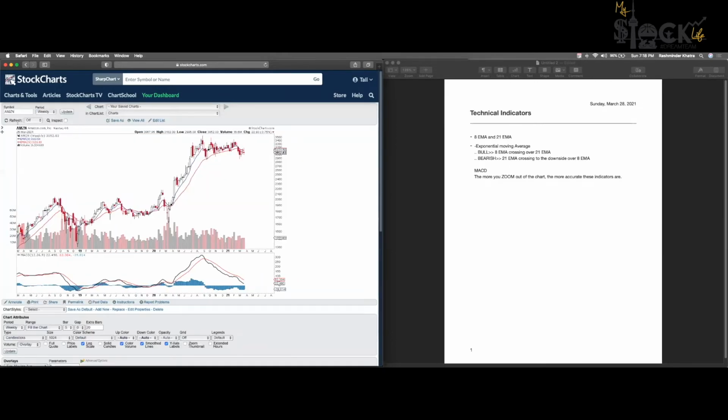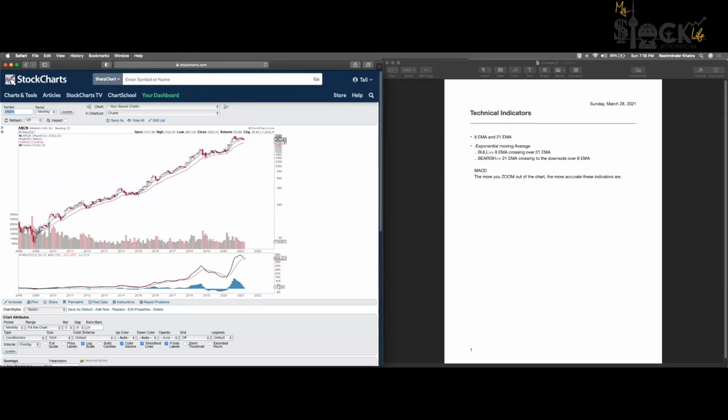And then on the monthly, this MACD can simply touch and reverse again. It doesn't have to go down. Even if the MACD comes down, that doesn't mean the stock's going to come down. The stock can still continue going up, right? So that's how I use MACD.